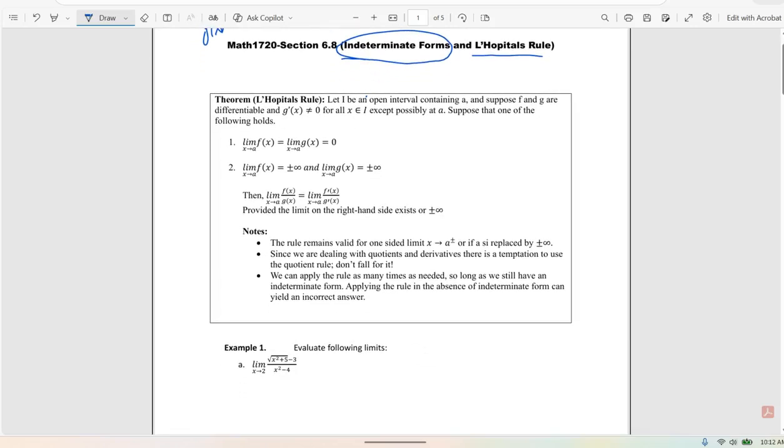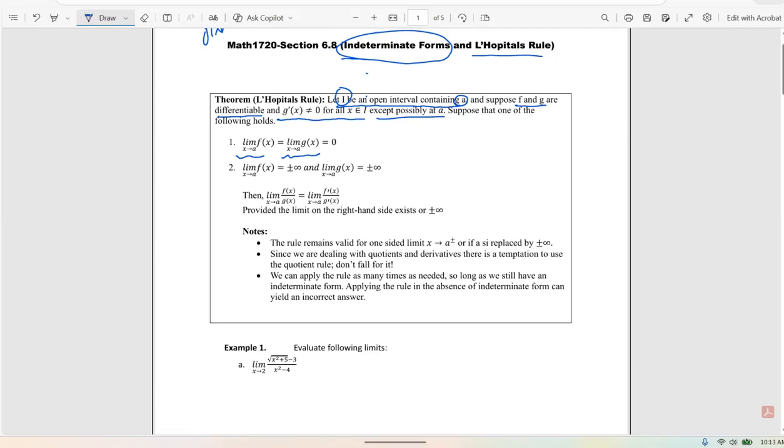Let's read the rule. Let I be an open interval containing a number A, and suppose f and g are two differentiable functions. Differentiable means that you are able to find the derivative of both of these functions, and the derivative of g of x is not equal to 0 for all x in that interval I, except possibly at A. Suppose that one of the following holds: either both the limit of f of x as x approaches A and the limit of g of x as x approaches A are 0.